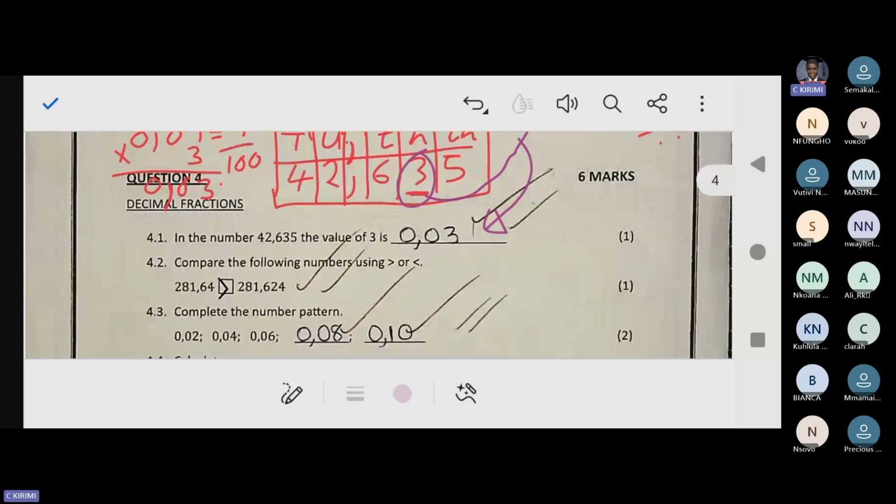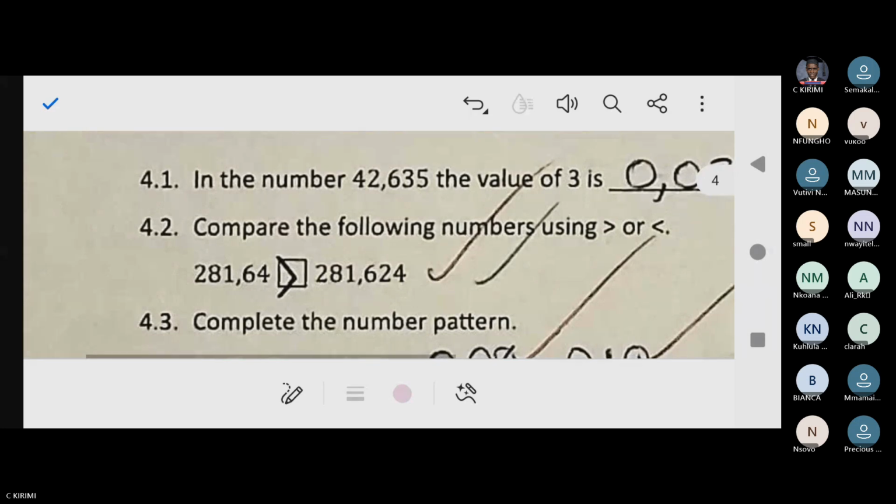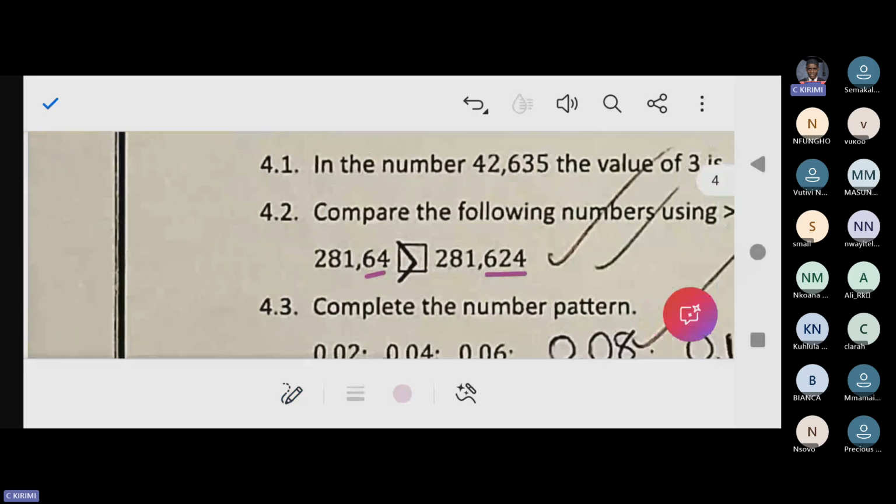Compare the following numbers using greater than or less than. So which number is greater? So check here, the trick is that 64 and 624. It looks as if 624 is bigger than 64. But when you are given decimals whereby the dimensions are not the same, you add placeholders. That is the trick. They always trick you like this each and every time.